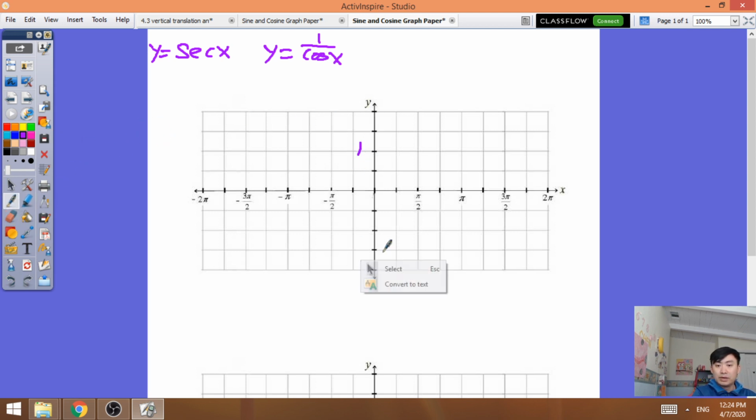So right here, that's 1. Down here, that's negative 1. So for the bell curve, it starts at 1. And then at pi over 2, it goes to 0. At pi, it goes all the way down to negative 1. Again, this is just the parent graph of cosine. 3 pi over 2, that's 0. And then 2 pi goes all the way up to 1. Since this is just the parent graph of cosine, I'm going to use the dotted curve.